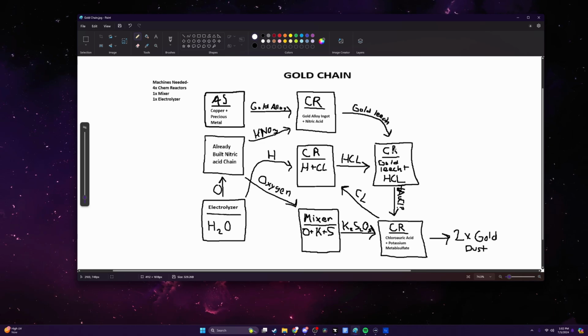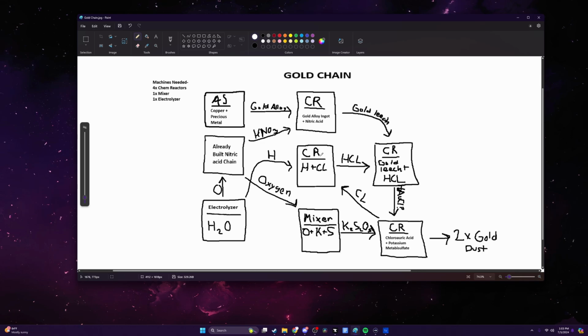So this chemical reactor is getting the hydrochloric acid and the gold leach. That will create ourselves the chloroauric acid. So the chloroauric acid plus the potassium metabisulfate, when combined in the chemical reactor, will get ourselves the gold dust. And I believe that also loops the hydrochloric acid or the chlorine, or I can't remember exactly what the byproduct is from that recipe, but either way, we'll attempt to loop that over.